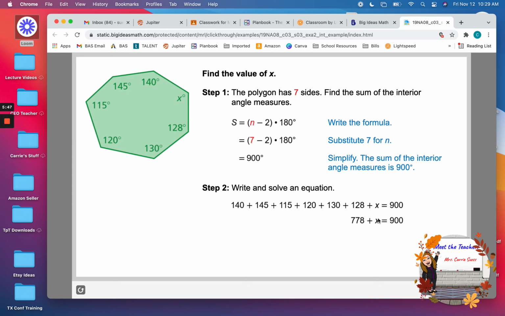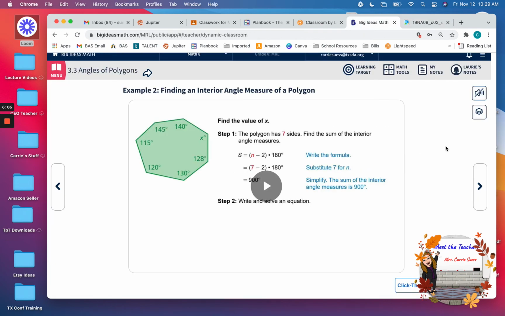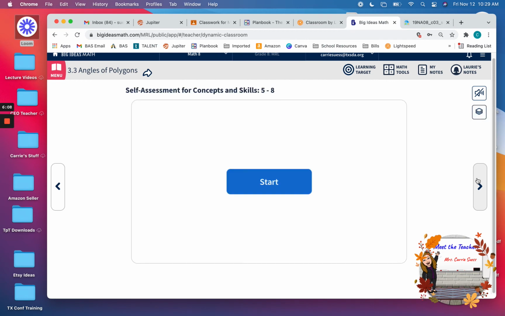So far, so good? How do we find x? Subtract 778 from the 900, and you get? Very good, 122. So the value of x is x equals 122. Any questions? All right, go to your next set, 3, 4, all the way to 8.